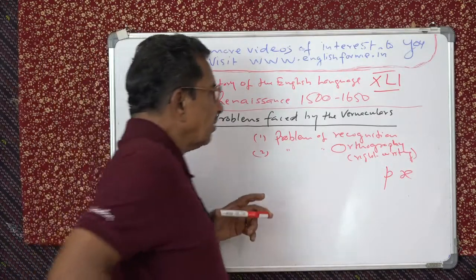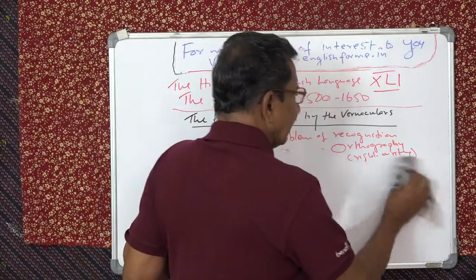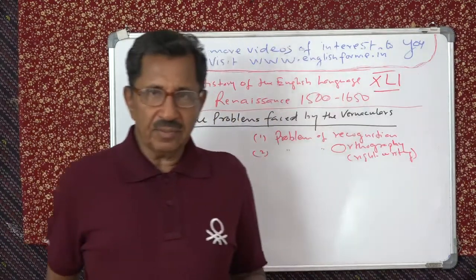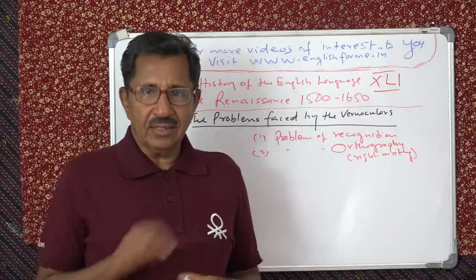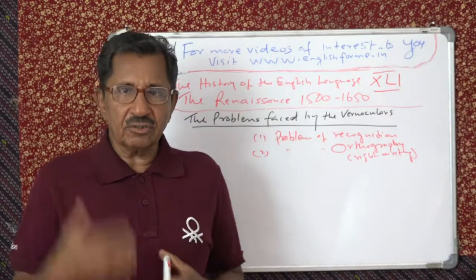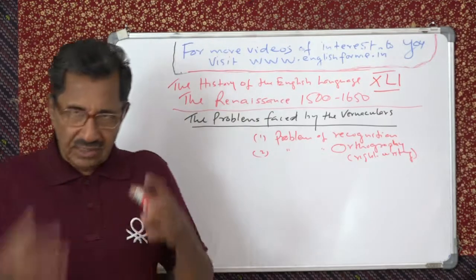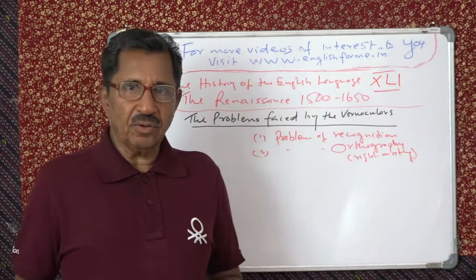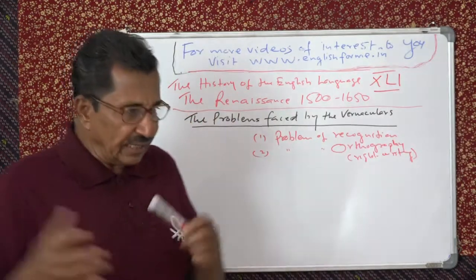So somehow there should be an agreement that they had to fix the alphabet to 26 letters, and you should say that all the different areas in England should use these 26. So that is fixing the spelling, or orthography, writing.